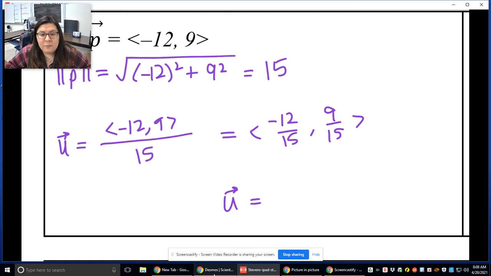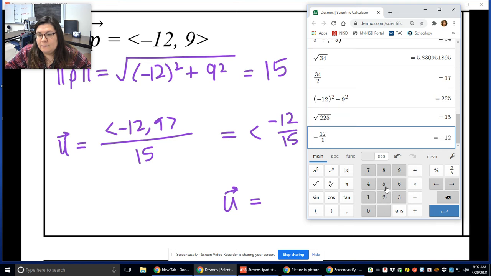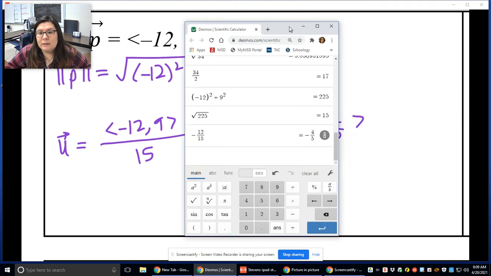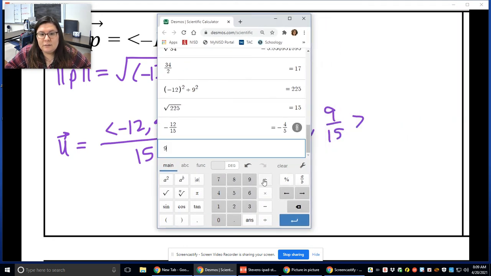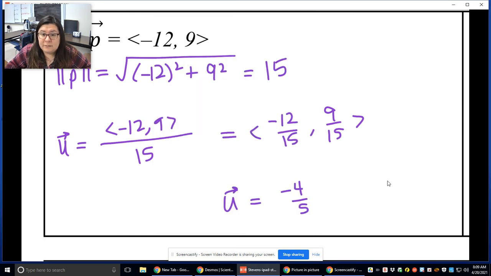-12 over 15, they're both divisible by 3, so I know that's going to get smaller. Let's see. I'm cheating a little bit. If you type it in and then press this button, it simplifies for you, so -4/5. And what was the other one? 9 over 15. So that's 3/5. Okay, so there's my unit vector.